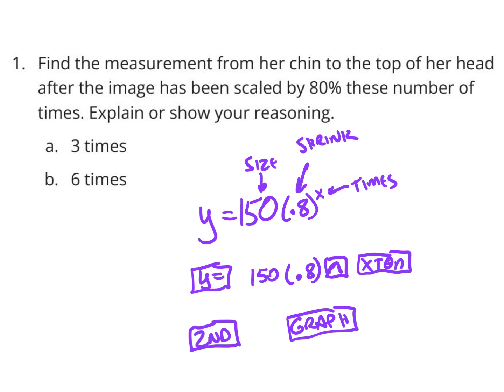So A, this equals x. Once you go to second graph, all you got to do is find your x's. If x equals 3, then y has to equal something. So when x equals 3, y equals 76.8. When x equals 6, y equals 39.3. So just go second graph, read down the table of values.